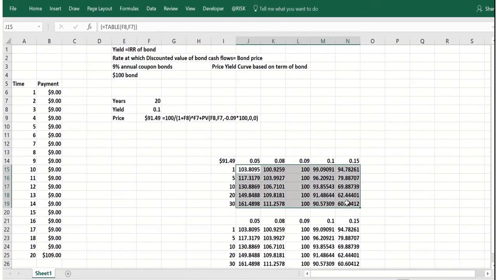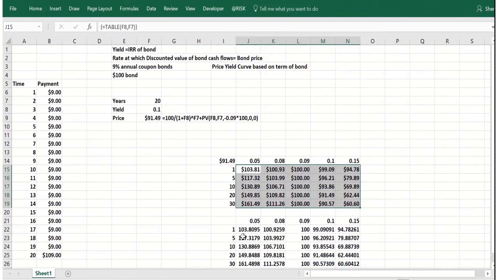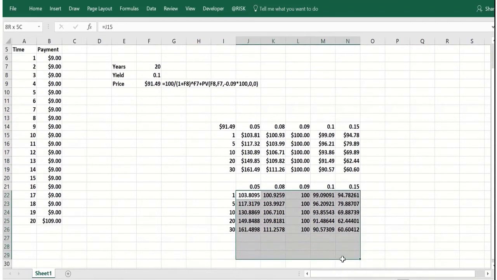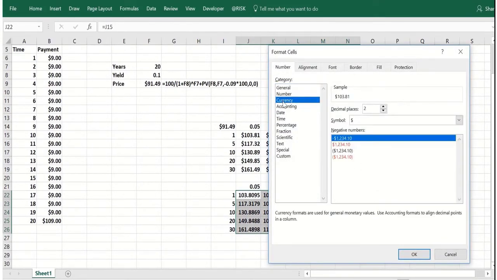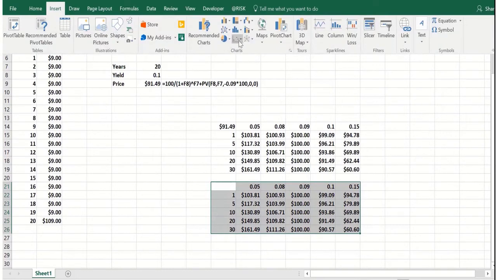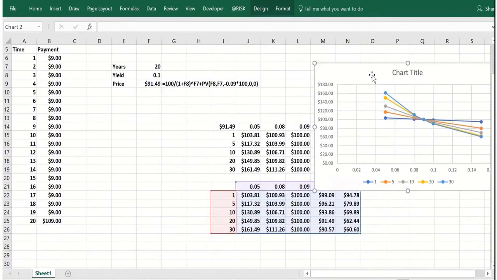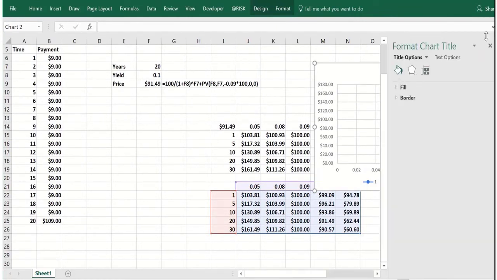Now I'll put this in currency, and then I've copied that down here. In other words, I just pointed to this cell and copied the yields and the length of the loan. Now if you want to chart this, you'd go Insert, Scatter, which probably looks cooler like that. And that's going to be your price yield curve right there.